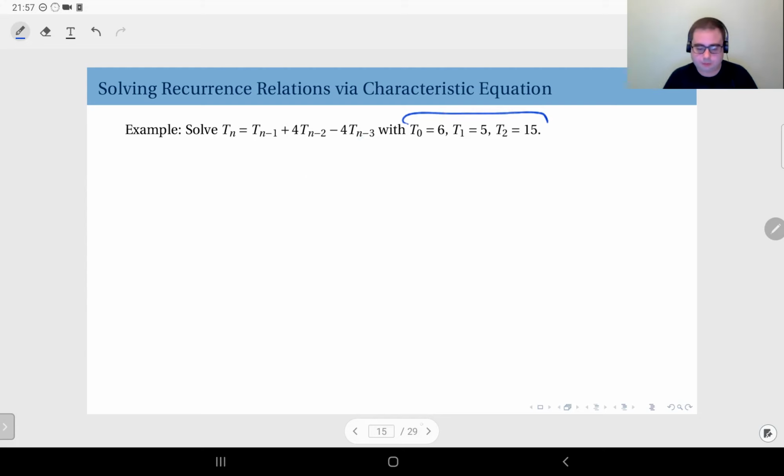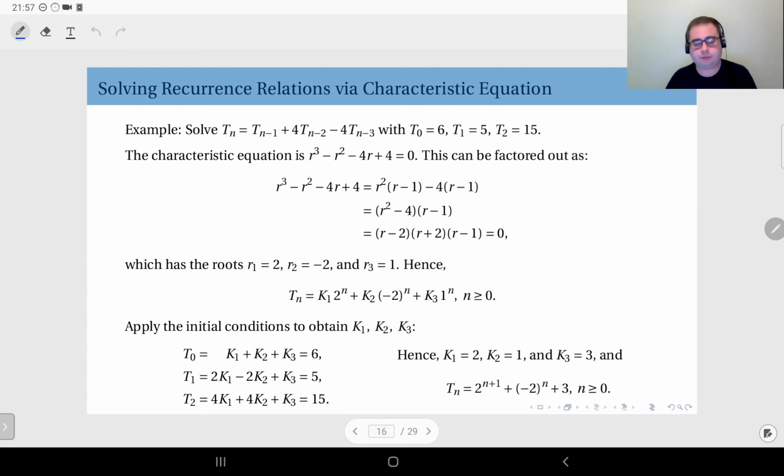Okay, so the first thing you need to write is the characteristic equation, which is obviously r to the power 3 minus r squared minus 4r plus 4 equals 0. At this point, you have to solve this. If it's an easy equation, you can do it by hand. If it's a higher order equation, you can use computing tools. In this case, it's a little bit easier. You can factor it out and see that the roots to the characteristic equation are 2, minus 2, and 1.